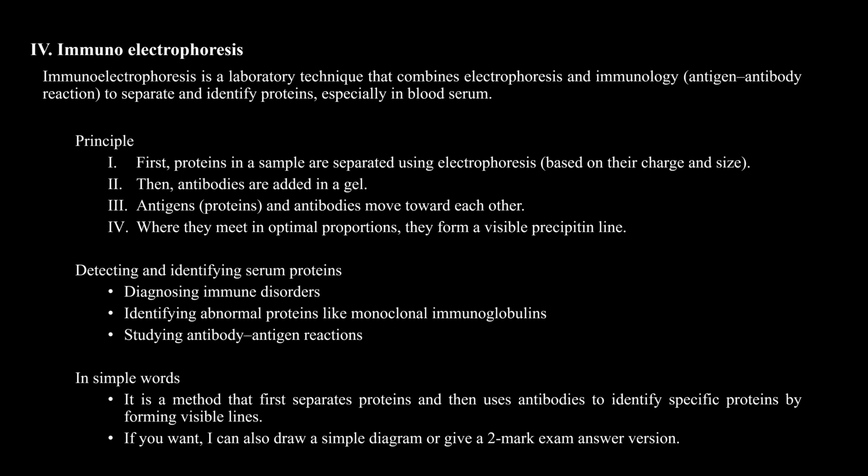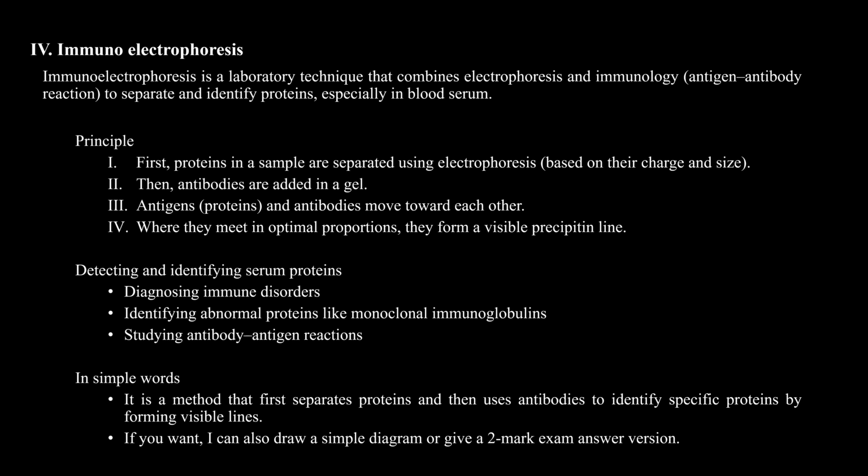Immunoelectrophoresis. A laboratory technique combining electrophoresis and immunological antigen-antibody reaction to separate and identify proteins in blood serum. The principle: separation by electrophoresis based on charge and size. Antibody is added to the gel, and antigen proteins and antibody move towards each other and meet at optimal proportion, forming a visible precipitation line. Detection and identification of serum proteins.